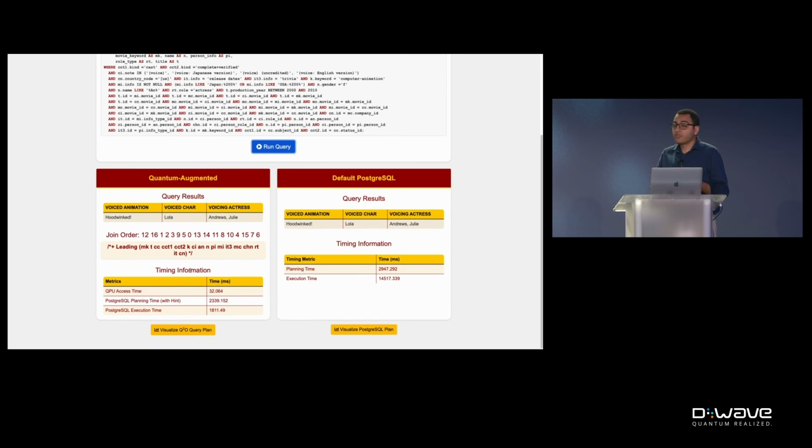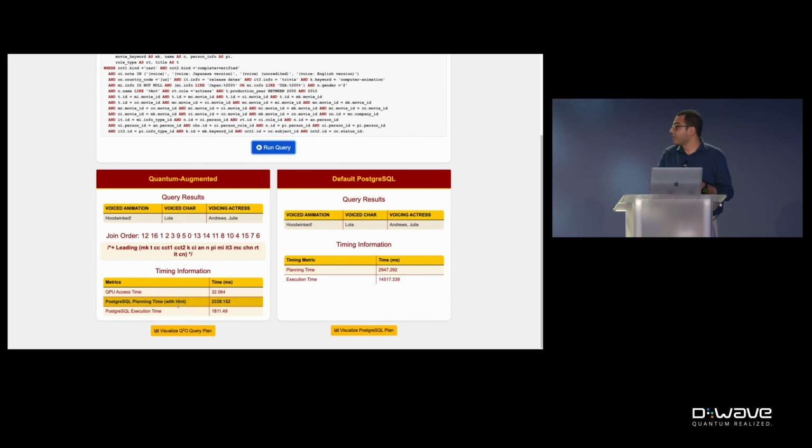Now the difference will be in the execution time. So here on the left side, we have the QUBO overhead. This is the time that we have for accessing the QPU and solving our optimization problem there. This is around 32 milliseconds. After we get the hint, we pass it to the classical query optimizer to start completing the plan. The planning time will be almost 2 seconds, which is very comparable to the time that we also have in the classical database system, so we don't have so much overhead.